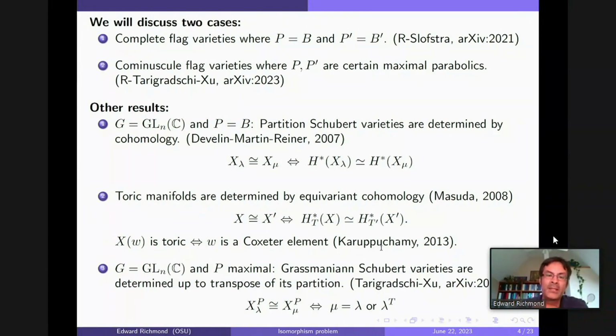And then much more recently, last year, my co-authors on the second project, Tarigradschi and Zhu, proved that for the Grassmannian, this is type A where P is maximal, we can index Schubert varieties by partitions, and that two Schubert varieties in a Grassmannian are going to be isomorphic if and only if their corresponding partitions are the same up to transpose, which was a very nice result. So these are the things that I could find. There may be more out there, but these are the ones I'm going to mention now.